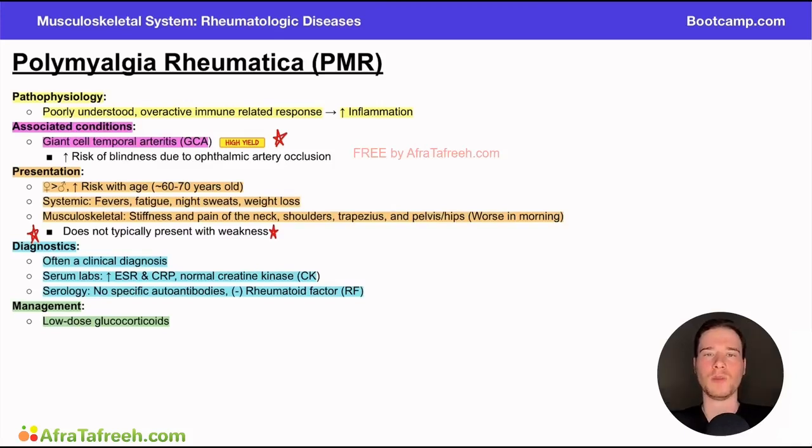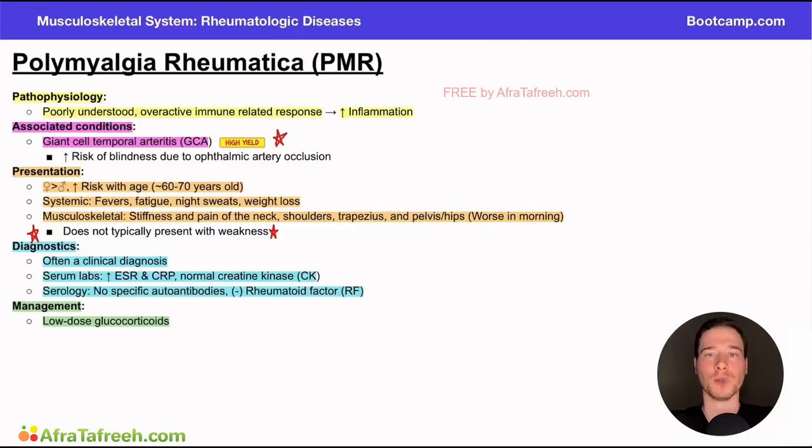So a possible vignette they could ask you for this question includes a 55-year-old woman presents to the clinic with a chief complaint of increasing fatigue as well as pain in her hips and shoulders. The patient reports intermittent night sweats and 10 pounds of unintentional weight loss over the last month. On physical exam, you notice she has 5 out of 5 strength in the bilateral upper and lower extremities with generalized tenderness over both of her deltoid muscles.